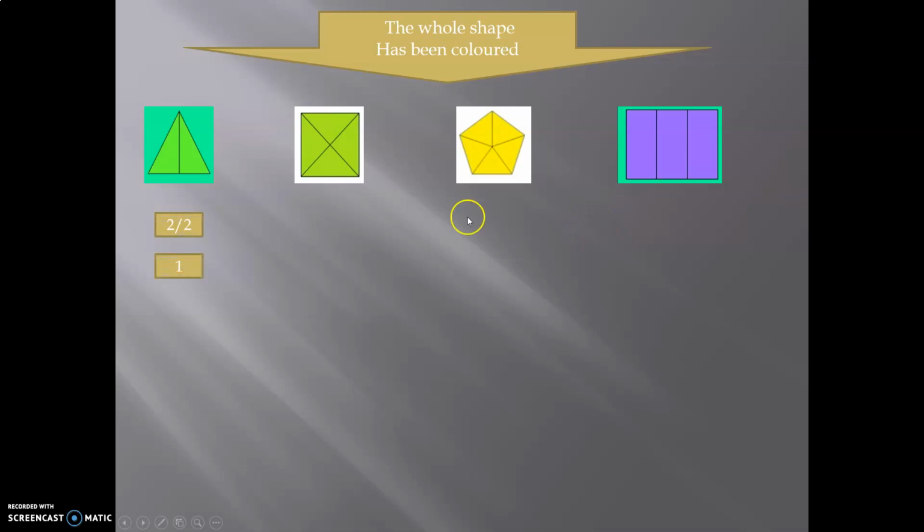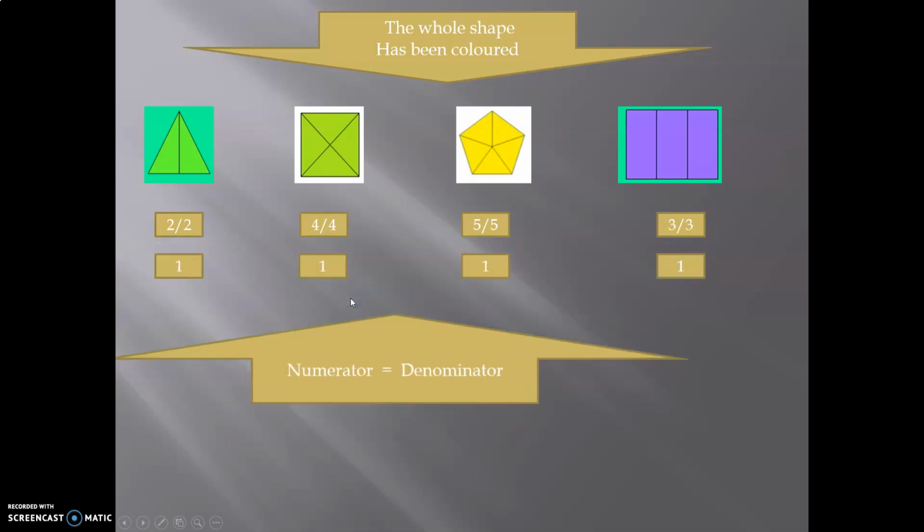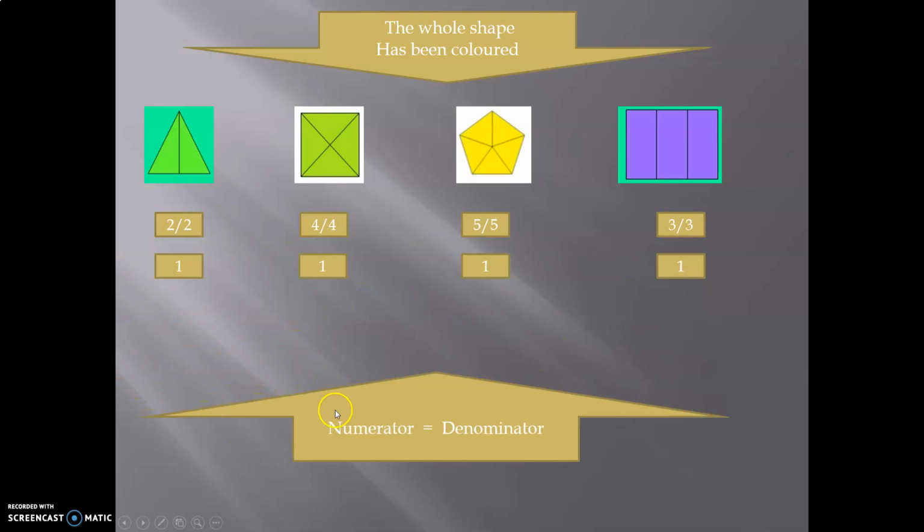So let us see how we write the fraction here. I finished coloring 2 out of the 2. It means 1. Here, I finished 4 out of 4, which means 1. Here, 5 out of 5. It means 1. Here, 3 out of 3. It means 1. So, our rule here: the number of the numerator equals the number of the denominator, which means it equals 1.